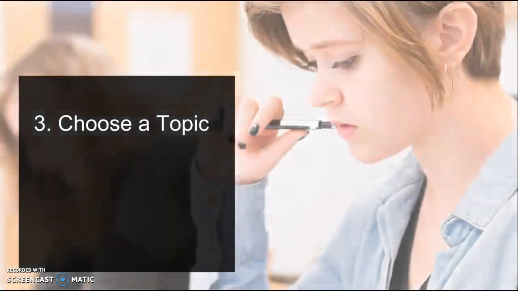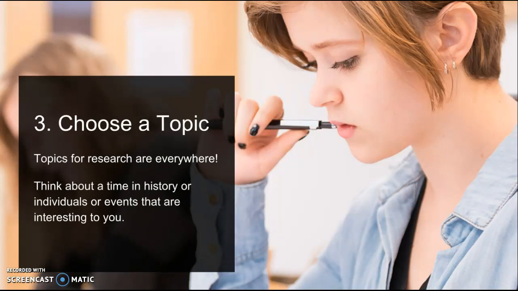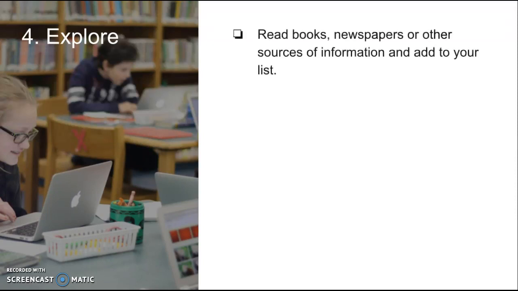So step number 3, choose your topic. Topics for research are everywhere. Think about a time in history or individuals or events that you find interesting, and then simply make a list. This is how you do step 3. Step 4 is explore. Explore by reading books, newspapers, other resources of information, and add that to your list.